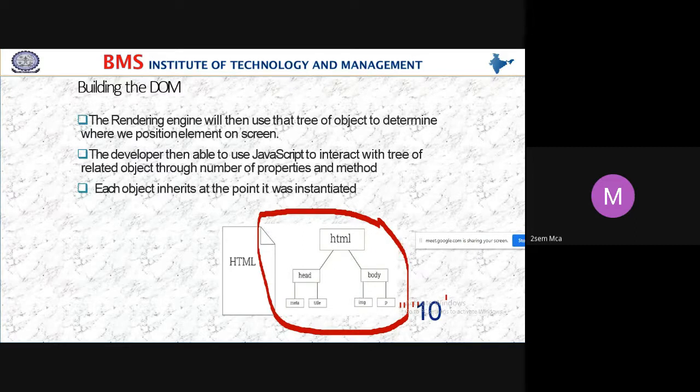So the rendering engine will then use that tree of objects to determine where to position elements on the screen. Here, because we write in a tree structure, we come to know the position of an element on the output screen.